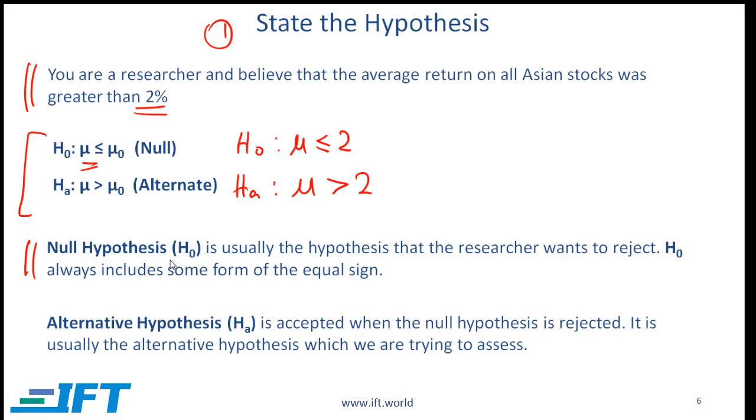Just to hammer in the point and make sure you understand and remember what we are talking about, the null hypothesis, H0, is usually the hypothesis that the researcher wants to reject. H0 always includes some form of the equal to sign, and that you see right here. We could have had the equal to sign as part of the null or as part of the alternate. The convention that we follow with hypothesis testing is that the equal to sign is always part of the null hypothesis. It is a rule, just remember it. The alternate hypothesis is accepted when the null hypothesis is rejected. It is usually the alternate hypothesis which we are trying to assess.